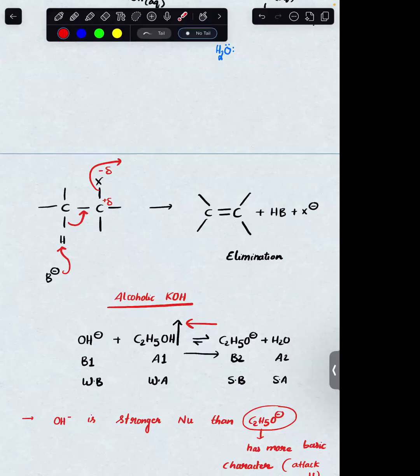You may ask me why not take only alcohol? Then in that case, you will have C2H5O minus. But alcohol is a weak acid, right? You have very little dissociation. In order to have a greater amount of alkoxide, I am adding KOH to it, so that the reaction can be driven in the forward direction, and then you will form some amount of base.